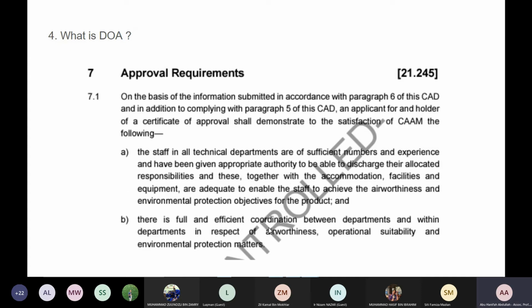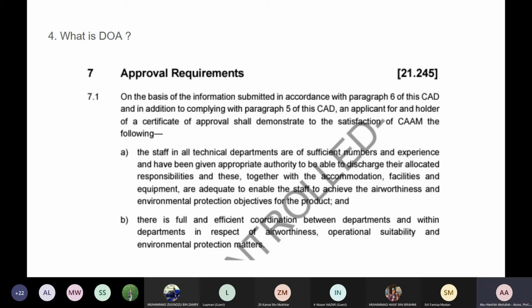So how to be approved? It's not difficult to be approved. You don't have to spend much to be approved as DOA, but you have to have the knowledge. So one of the things is staff in all technical departments are sufficient, in numbers and experience. The words there: numbers and experience. Most of the time when I was with industry, as well as with the CA, we had a problem looking at the experience. Finding appropriate people with experience is a bit difficult because our industry is small and we do not have that number of projects that we have been working on. So that experience is a problem. So, sufficient numbers and experience.